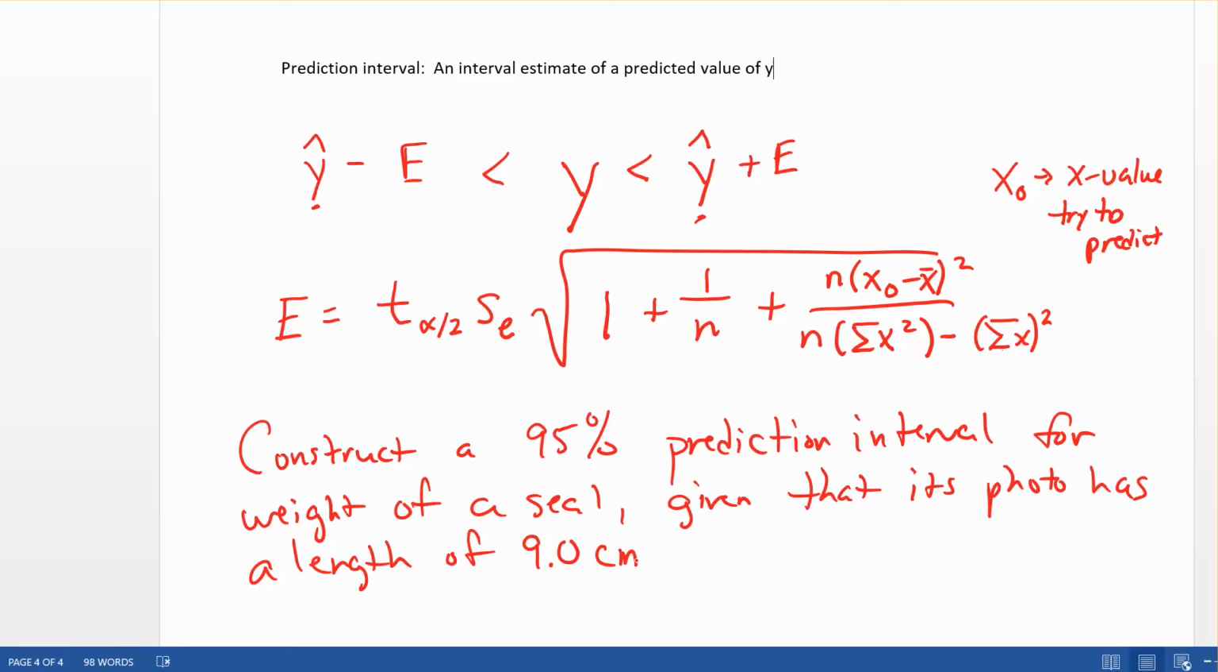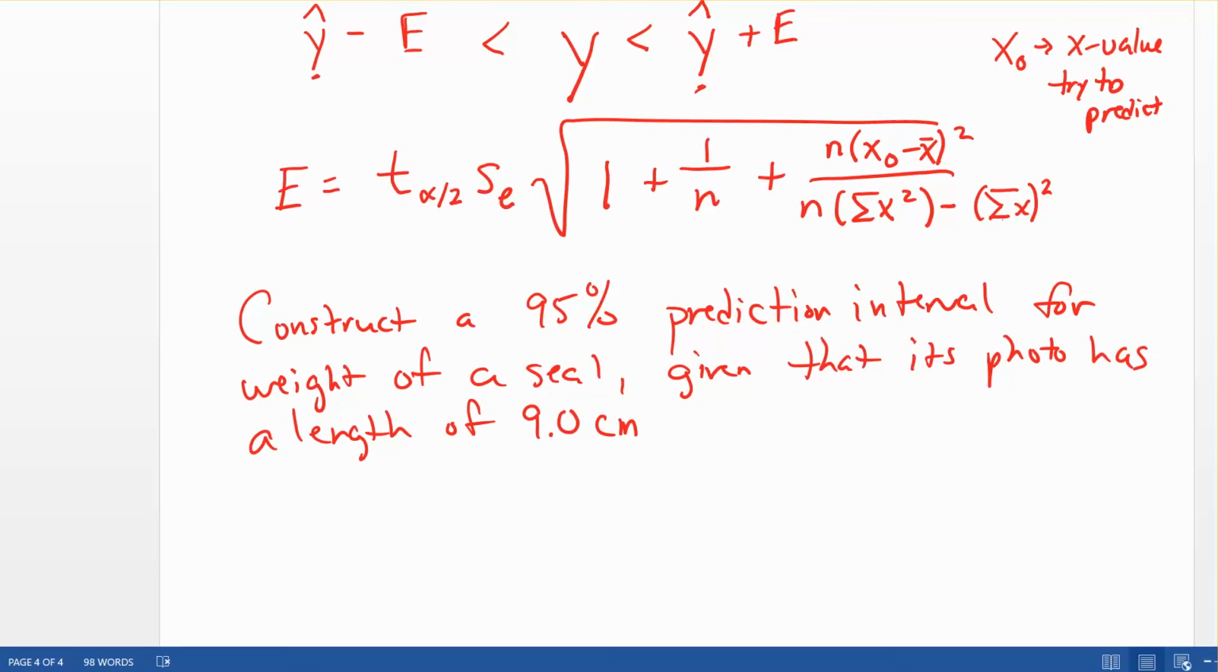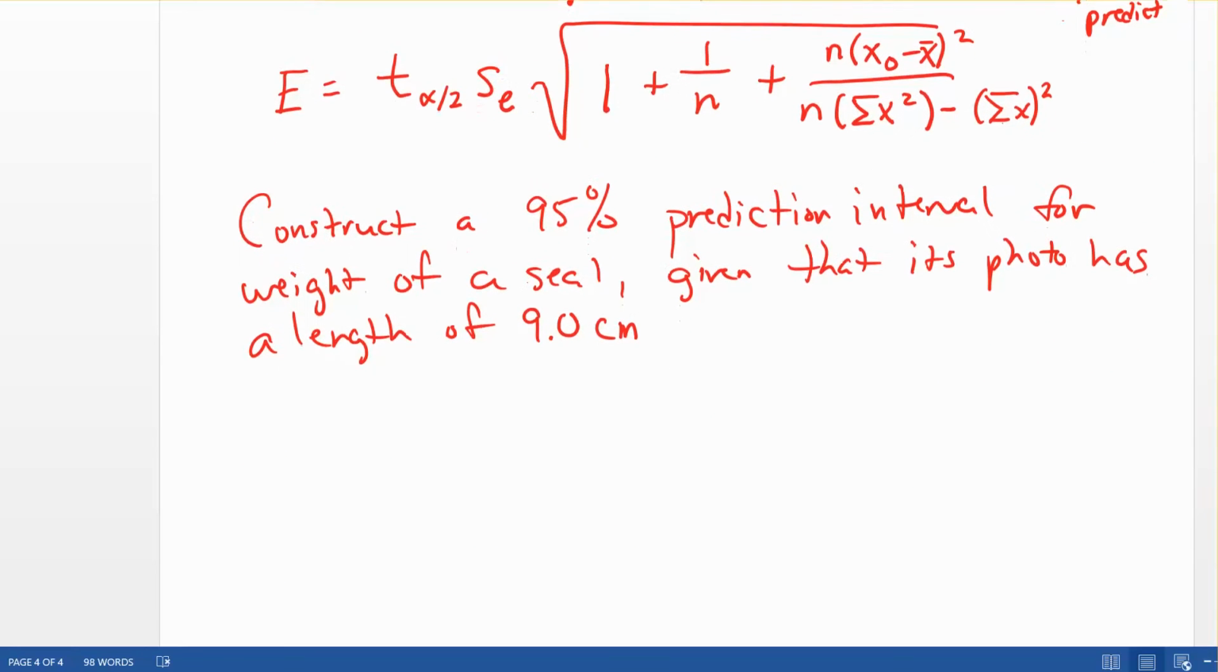So we did not have a piece of sample data that had 9 on it, but we built a regression line and said now we can use this to predict what we think the weight of this seal is going to be. So we want to construct this confidence interval to predict the weight of this seal. So let's find the margin of error.